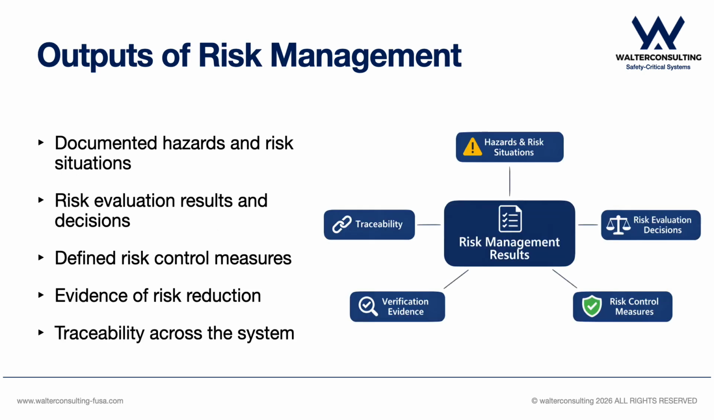What are the outputs of risk management? What do you actually get from this process? The first result is a structured set of hazards and risk situations, each one clearly defined. Then, you have risk evaluations. Decisions are made. Is the risk acceptable, or does it need to be reduced? Another key output is risk control measures. These define how risks are mitigated.